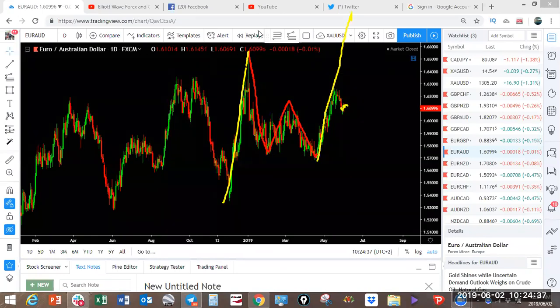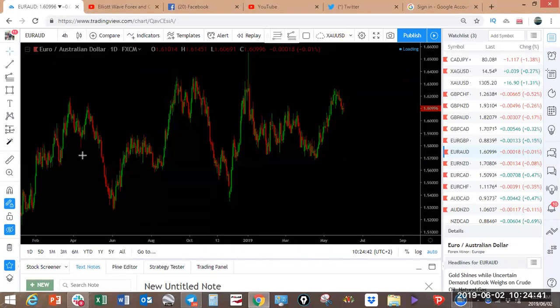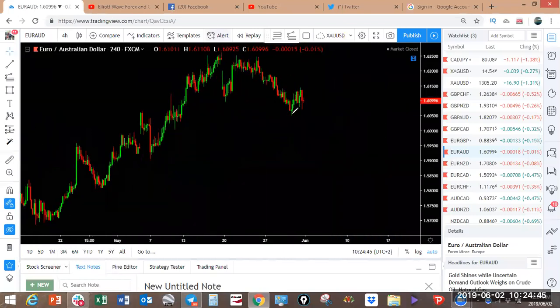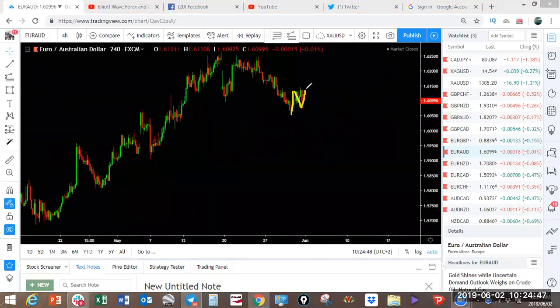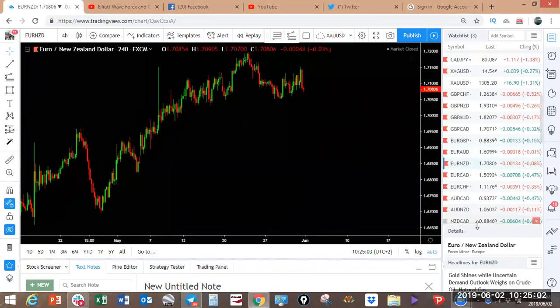So let's look at the lower degree to see if we've got a continuation pattern for the downside. You've got a corrective structure here. That's a move, that's a move. Could even do this, but this is a corrective structure. This will drop with Euro New Zealand if that setup plays out. Right, so that's Euro AUD. Euro New Zealand, oh, we've already looked at Euro New Zealand. I'm so excited about Euro New Zealand.